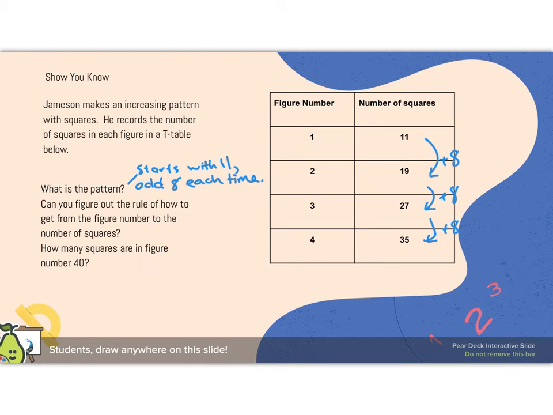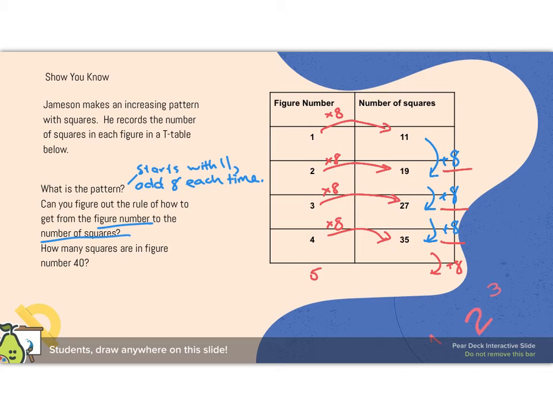So now it says, can you figure out the rule of how to get from the figure number to the number of squares? So if I grab a different color, now I'm actually trying to find this conversion. So usually it is actually tied to how much it increases. So I know each time it increased by 8. So if I think about it, if I had to guess what 5 would be, I would need another group of 8. So that must mean I'm actually multiplying by 8. So each time I'm multiplying by 8. This isn't quite correct yet because 1 times 8 doesn't get me 11, 2 times 8 doesn't get me to 19, but I can do another operation.